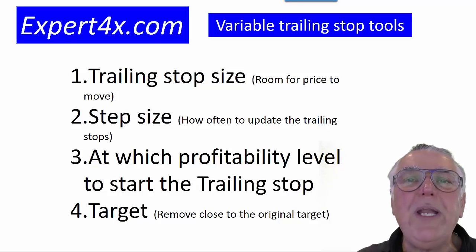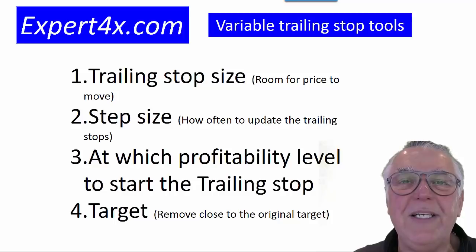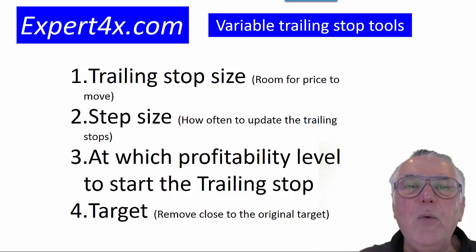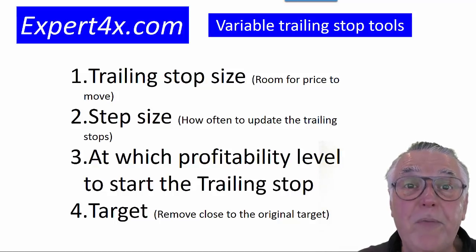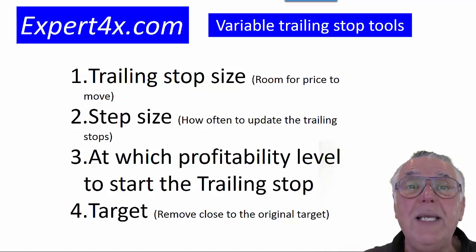The next point is, when are you going to activate a trailing stop? At what profitability level will you activate it? That is also quite a tricky one. You could do it too quickly or too early and be stopped out. You could stop a profitable transaction out too early in its life.